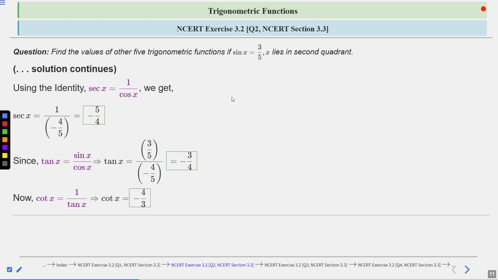Now, cot x is basically 1 upon tan x, right? Therefore, cot x will be equal to minus 4 upon 3, right? Clear? So now we have already calculated all the trigonometric ratios. We have calculated cos x, cosec x, sec x, tan x and cot x. Clear? Hope you all have understood this.